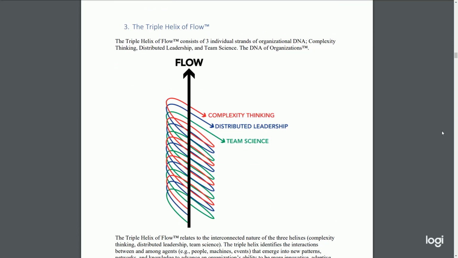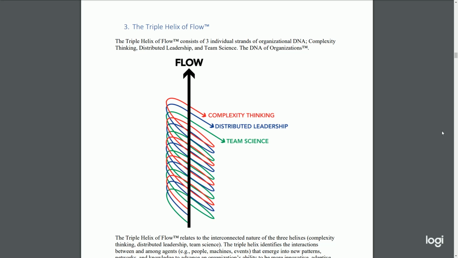Principle 3. The triple helix of flow. The triple helix of flow consists of 3 individual strands of organizational DNA: complexity thinking, distributed leadership, and team science, the DNA of organizations. Below is a picture of the triple helix of flow.